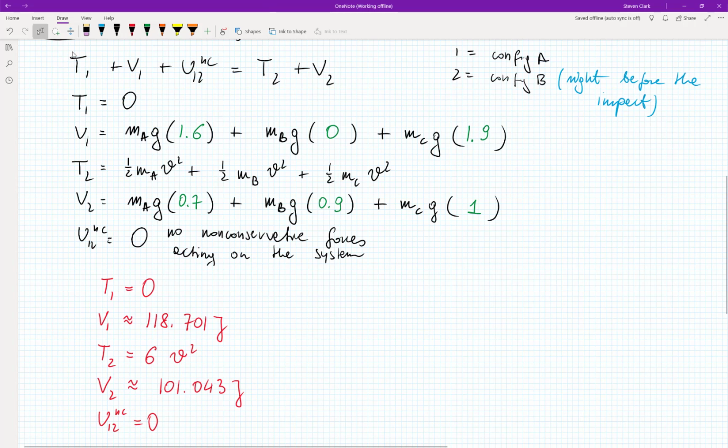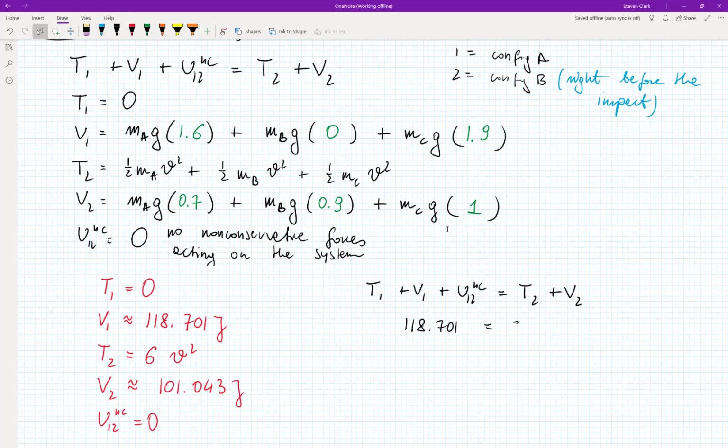Okay, so now let's plug these values into our original equation, and we will end up with the following equation. We will have 118.701 equal to 6v squared plus 101.043. One equation, one unknown. V is approximately 1.7155 meters per second. And this is our answer, part 1.